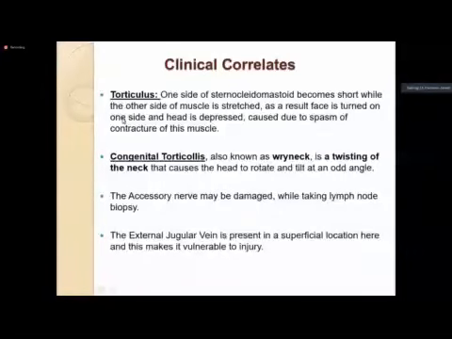Then we have the congenital torticollis. This is called wry neck. Again, इसके साथ MCQ मैंने देखे थे इसलिए मैंने इसको include किया. तो it is a twisting of the neck that causes the head to rotate and tilt at an odd angle. तो ये अमूमन congenital condition है और obviously associated with the sternocleidomastoid. तो उसकी nerve भी इसके साथ involved होगी. बाकी अगर क्लिनिकल कोरिलेट्स देखें तो वी हैव एक्सेसरी नर्व मे बी डैमेज क्योंकि वो सुपरफिशियल है.